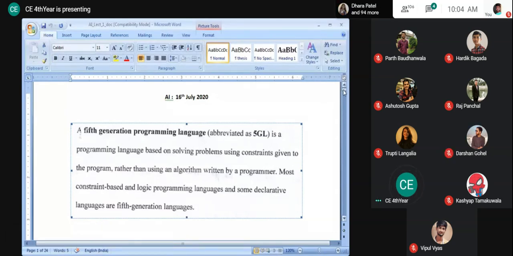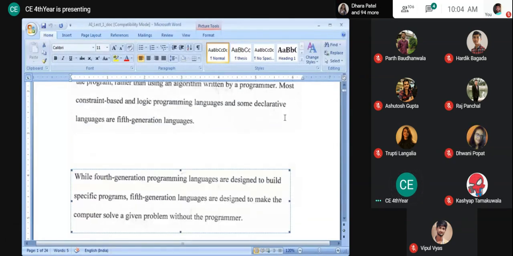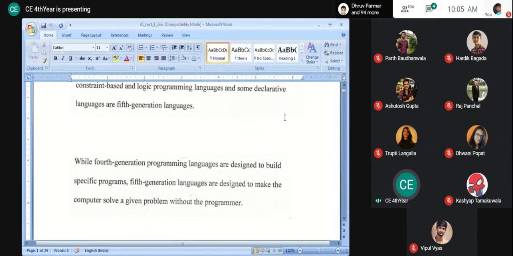Let us go further. While 4th generation programming languages are designed to build specific programs, 5th generation languages are designed to make the computer solve a given problem without the programmer. No need to have a programmer, automatically deriving an algorithm for a problem represented as a set of constraints.